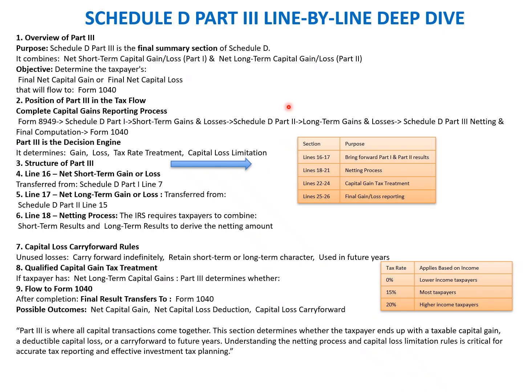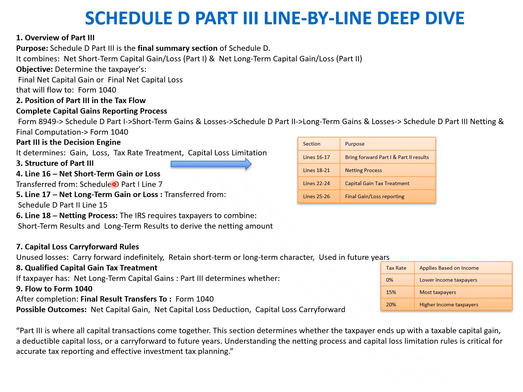We calculate the short-term capital gain and the losses. Then we move to the Schedule D Part 2, where we calculate the long-term capital gain and losses. Then finally, we move to the Schedule D Part 3, and the netting of the reporting is finally computed into Form 1040. So Part 3 is the decision engine. It determines the gain or loss, tax treatment, and the capital gain loss limitation.